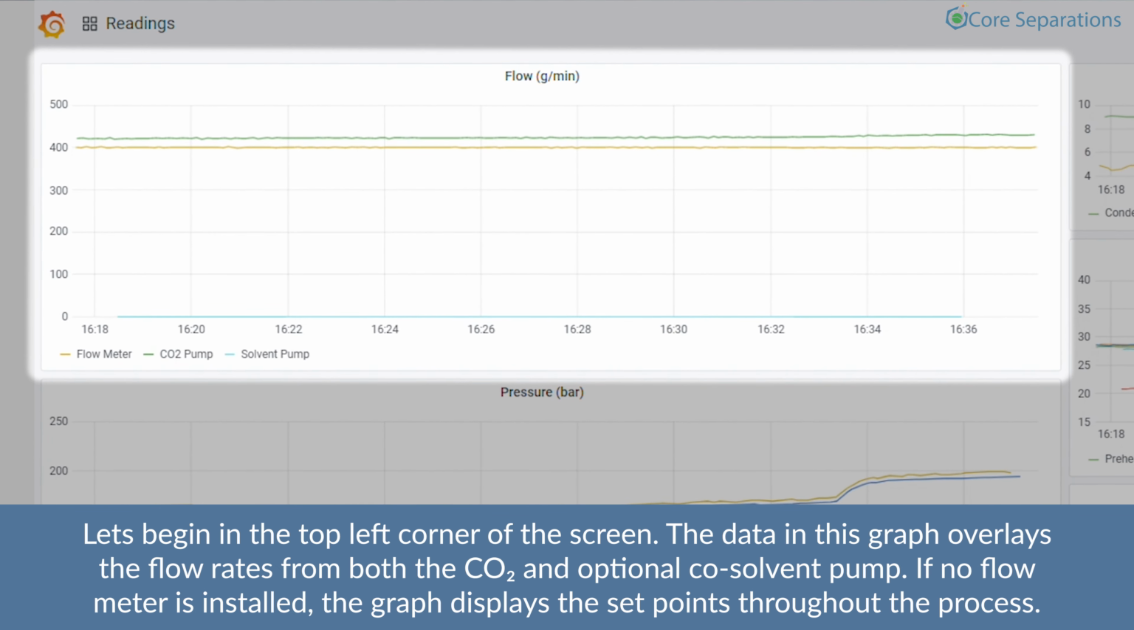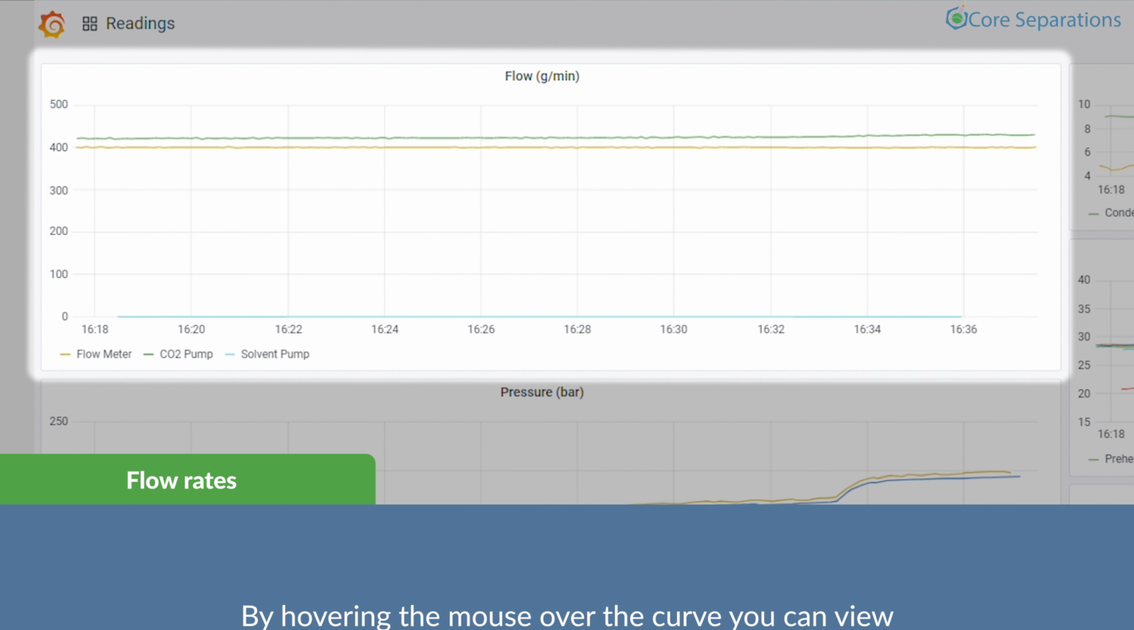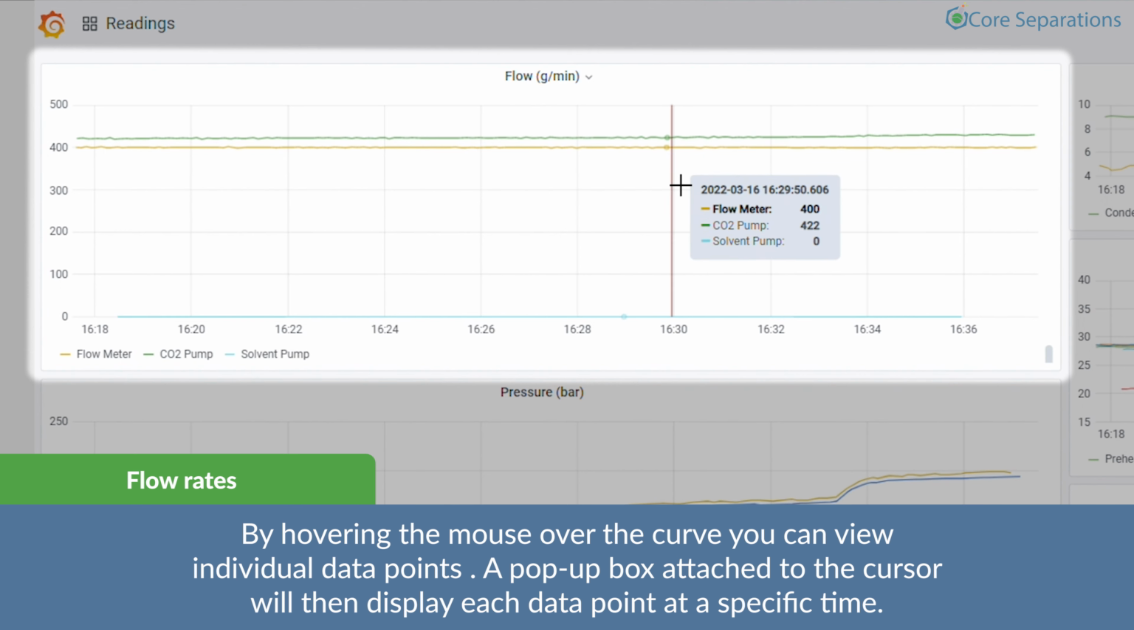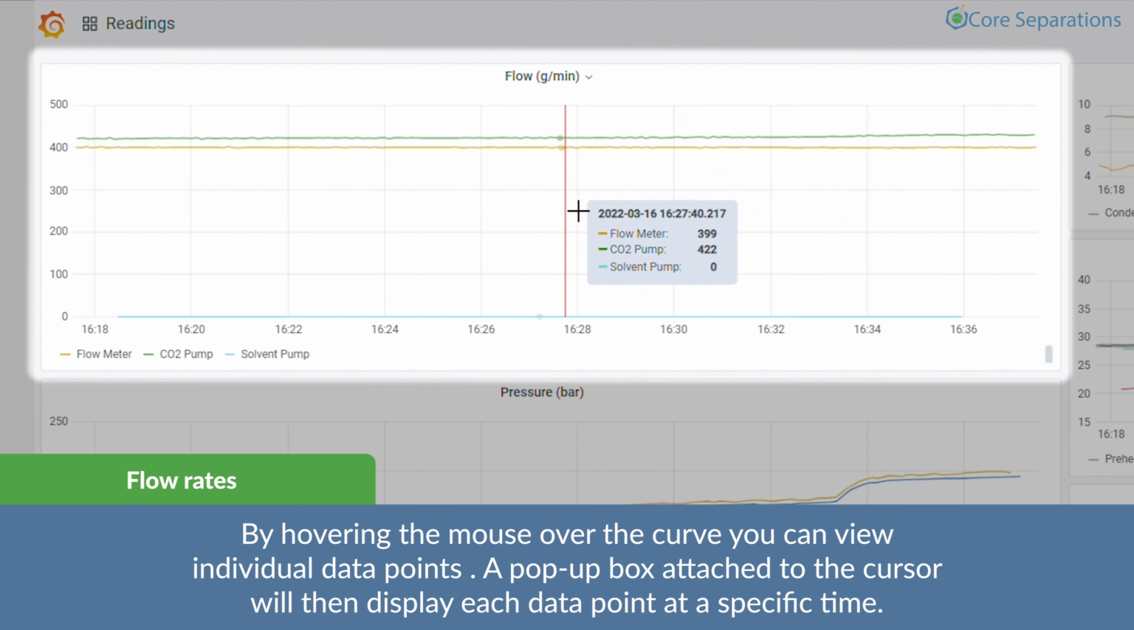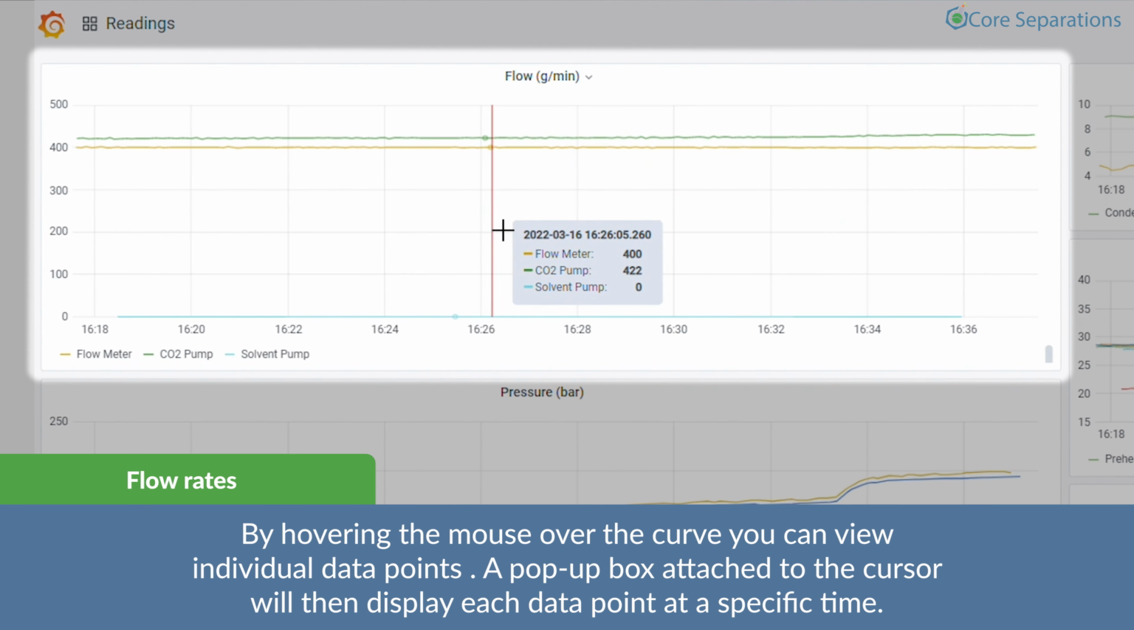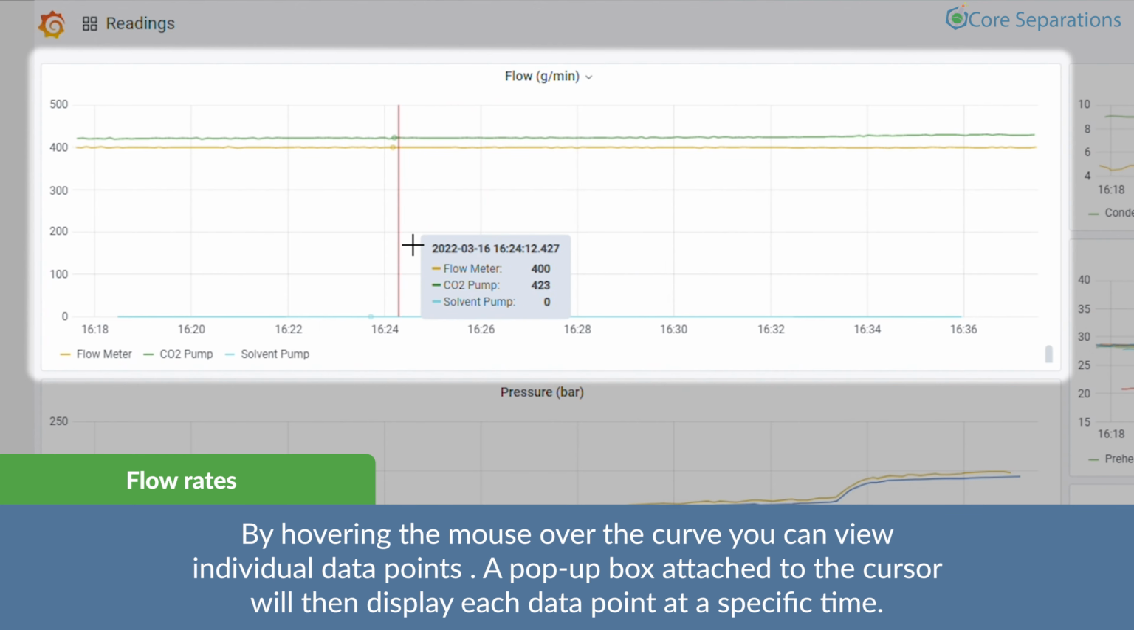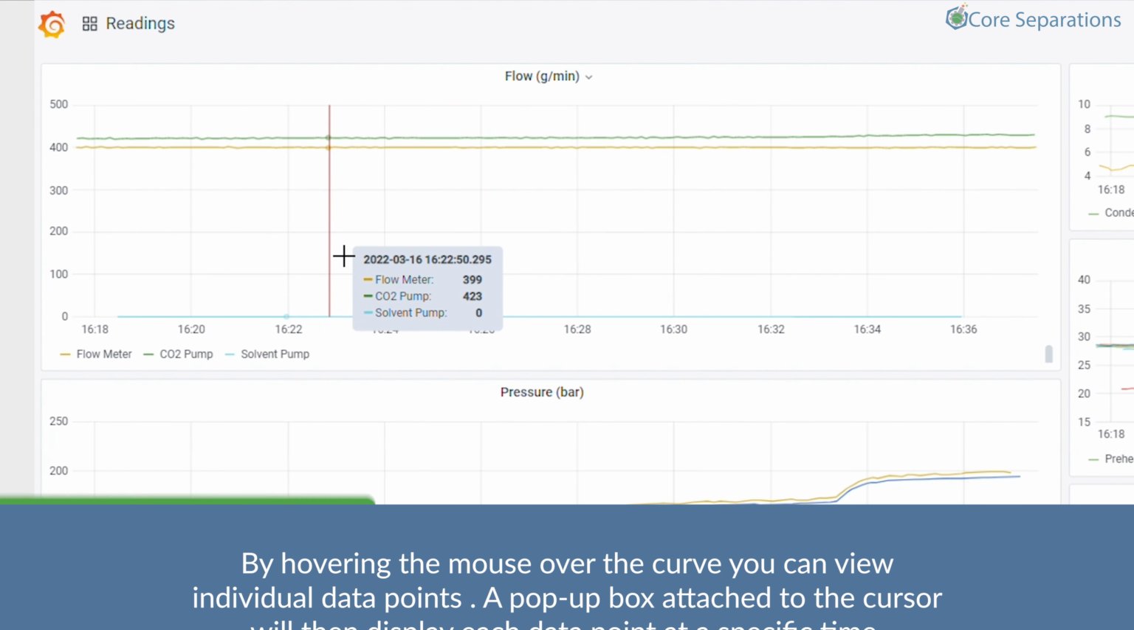Let's begin in the top left corner of the screen. The data in this graph overlays the flow rates from both the carbon dioxide and optional co-solvent pump. If no flow meter is installed, the graph displays the set points throughout the process. By hovering the mouse over the curve, you can view individual data points. A pop-up box attached to the cursor will then display each data point to specific time.